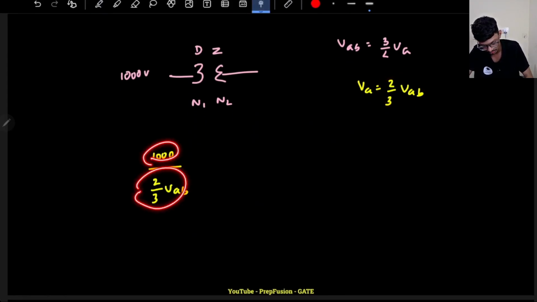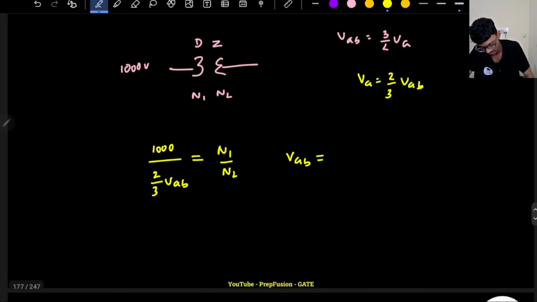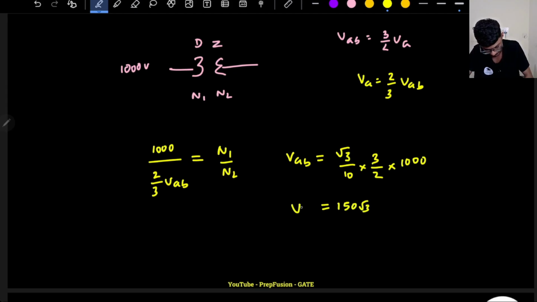The ratio of the coil voltages, that is VA is the coil voltage of the secondary and this is the coil voltage of the primary, will be equal to the turns ratio N1 by N2. So from here I can directly say what my VAB is. N1 by N2 is 10 by root 3, so that root 3 will go there by 10 into 3 by 2 into 1000. So 100, 50, 150, 150 root 3. So your VAB comes out to be 150 root 3.